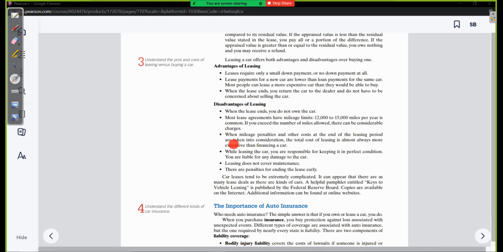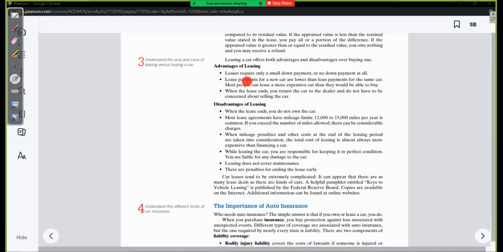I did no down payment. My payments are super low. I'm not going to get into how low they are, but they are a lot lower than my wife's vehicle. When the lease ends, you return the car to a dealer, and I don't have to be concerned about selling the car. Plus, I get free maintenance for 3 years because the dealership wants to make sure that vehicle's in good working order. That way, whenever I return it, they have all the papers and they can sell it for a high amount.